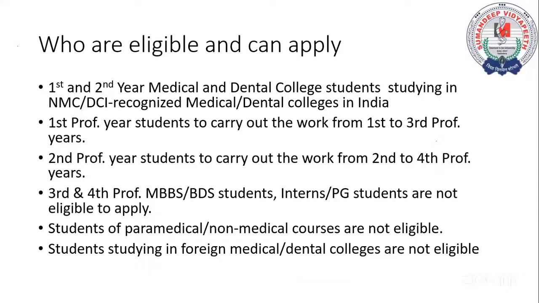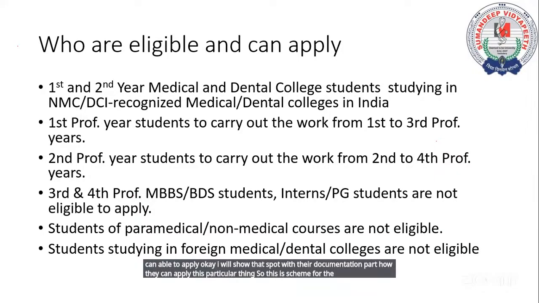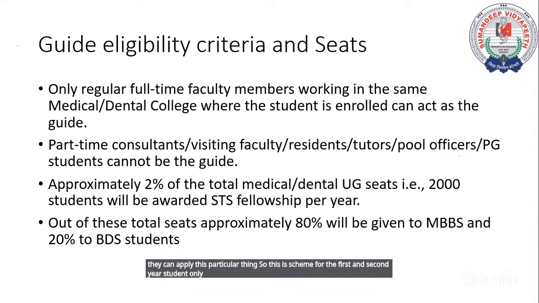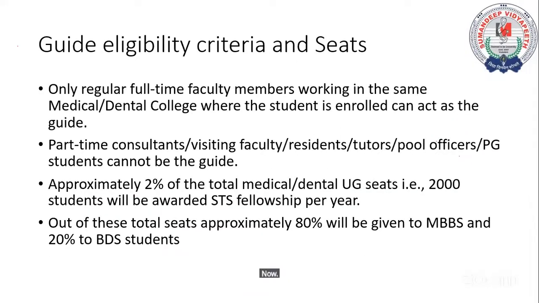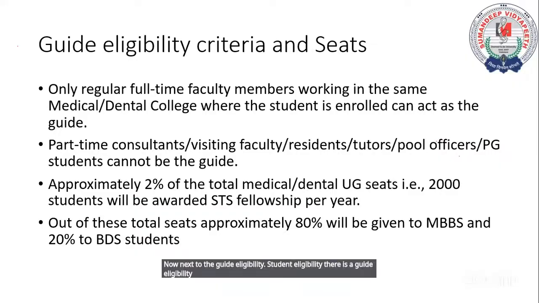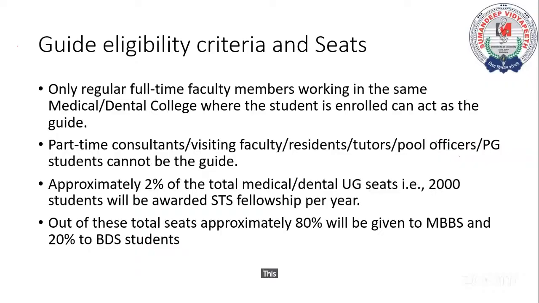So this is the scheme for first and second year students only. Now next is guide eligibility. Student eligibility, and there is a guide eligibility. Only a regular full-time faculty member working in the same medical college or dental college where the student is enrolled can act as a guide. Very important. And this is one student, one guide. Only one student can apply.